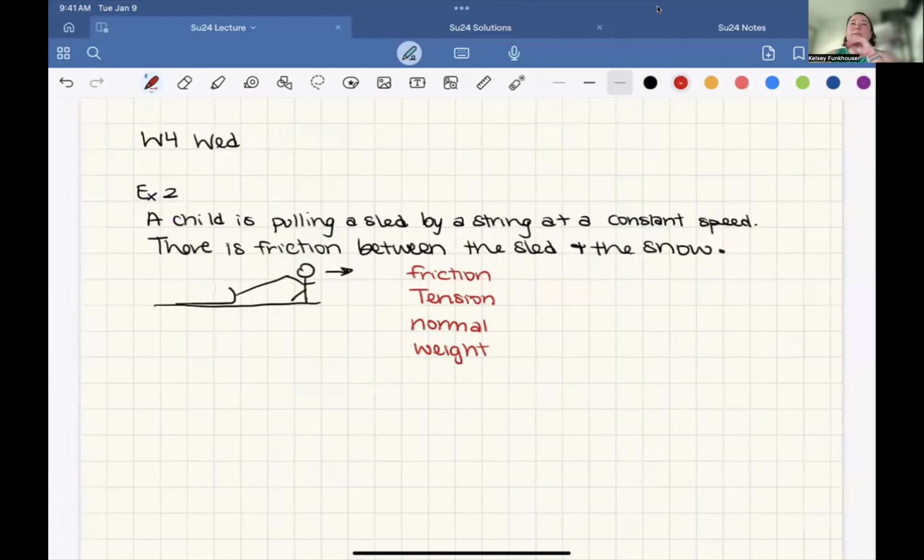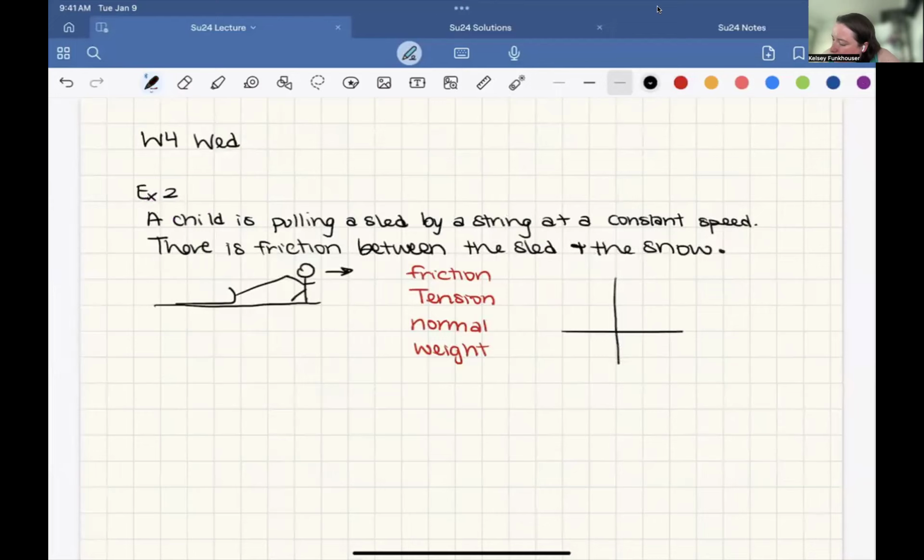I guess we could think about other forces that might act, and there could be drag because there's velocity, but this is a child. They're not pulling the sled that fast, and the sled doesn't have a ton of surface area. So I think we are safe to assume that drag or air resistance isn't affecting this. And this isn't a rocket sled, so there's no thrust. There's no spring, so there's no spring force. So yeah, I think we're safe with those four forces.